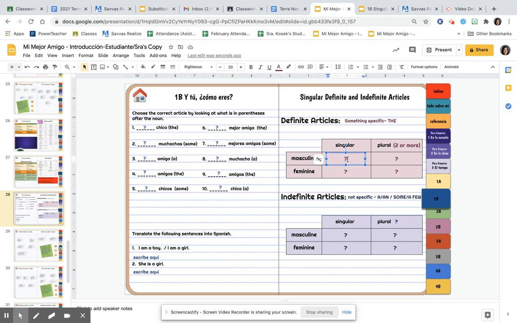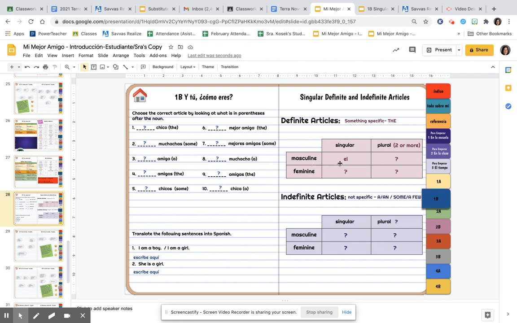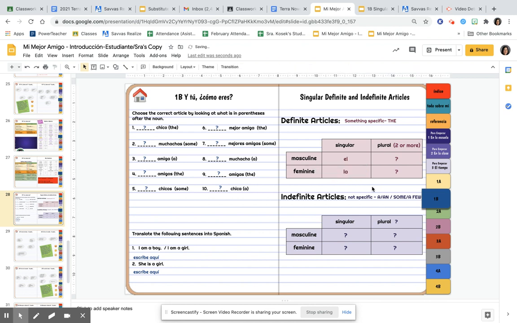So the masculine word for the singular is el, without the accent mark. We learned 2 classes ago the word for he was él, with an accent. Now we're learning the masculine singular the, el. The singular feminine is la. So these 2 are singular, referring to one. El is for a masculine object, la is for a feminine object.